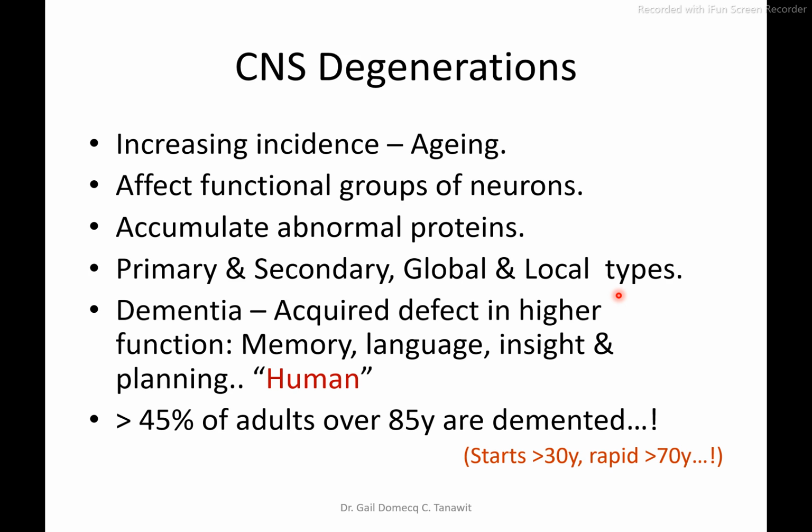Now, the generic term for that would be dementia, which is an acquired defect in the higher function. So this patient would have memory gaps. Even the language, insight, and planning are somewhat deranged from the normal human. More than 45% of adults over 85 years old will be demented. It starts usually at 30 years of age, and it rapidly progresses by the age of 70s.